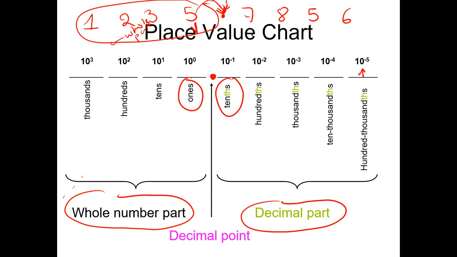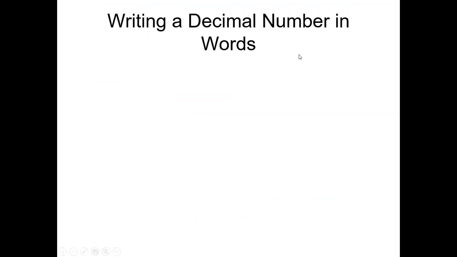When I ask, for example, what is the place value of 5 here? It's ones, then tens, hundreds, then thousands. But in the decimal part, we start with tenth, hundredth, thousandth, ten-thousandth, and so on. Okay? We have finished the place value chart.